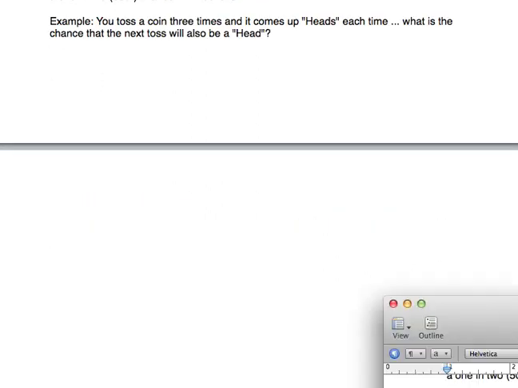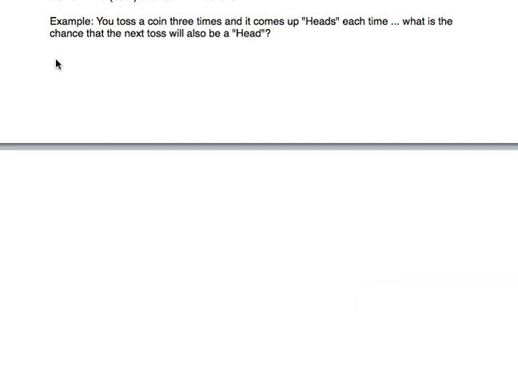I've already gotten 3 heads. I'm due for tails. Well, unfortunately, that's not how it works. The chance is simply 1 in 2 or 1/2 or 50%. That all means the same thing, just like any other toss of the coin. Same thing goes for genetics.